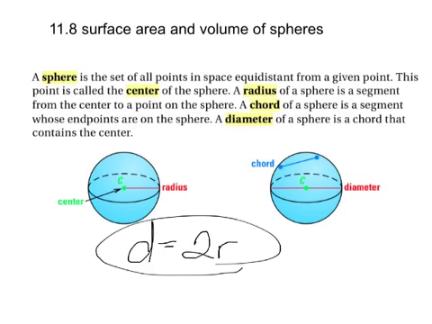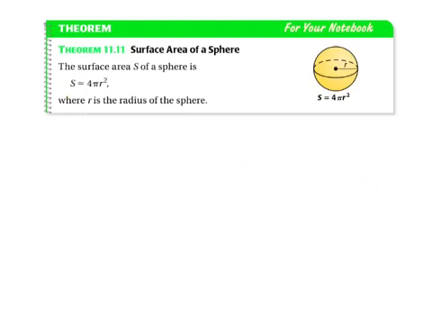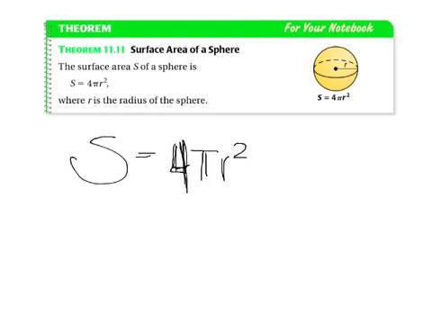One more page of notes though. Theorem 11.11, surface area of a sphere. The surface area of a sphere is 4 pi r squared, where r is the radius of the sphere. Okay, 4 times pi r squared.